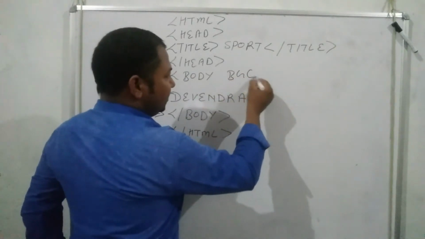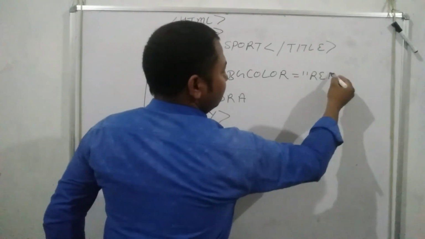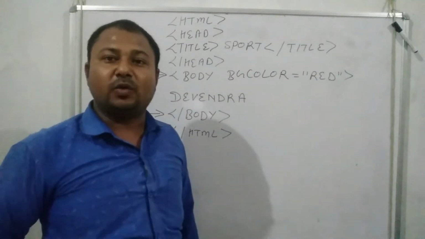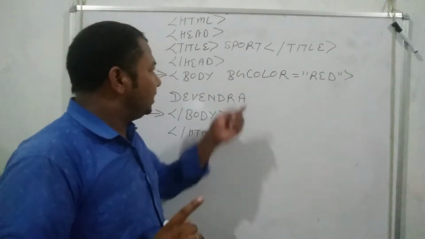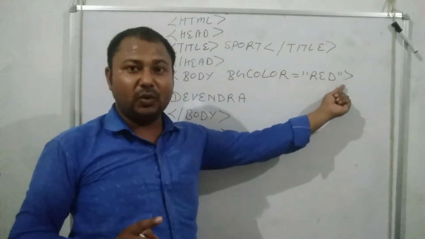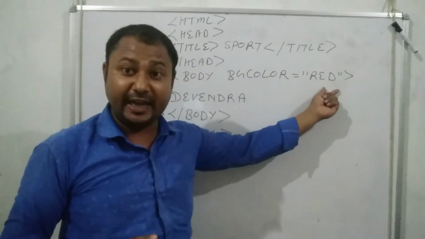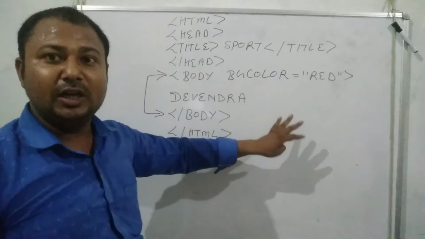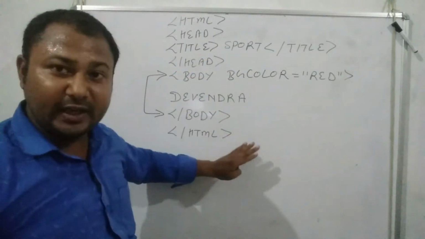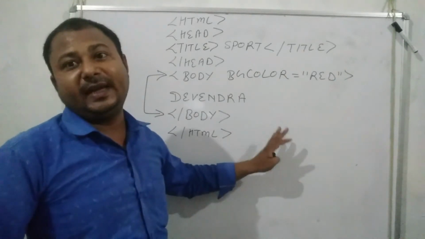BGCOLOR is equal to red. We want a red color in the background. So we have to use BGCOLOR is equal to and double quote. Inside the double quote we have to write the color name. And when we run this HTML code, it will give you a red color background of the page.